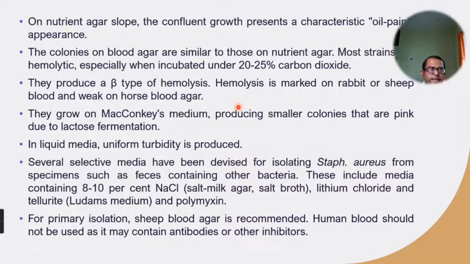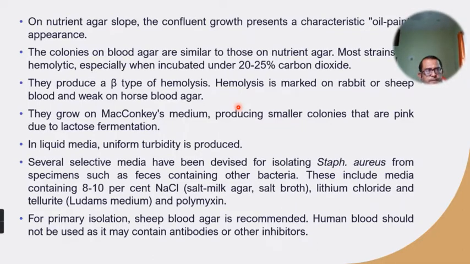Now when we grow this bacteria on nutrient agar slope, they form a confluent growth which has an oil paint appearance. If we paint our home with oil paint, then the walls become very shiny. Like that, when we grow this bacteria on nutrient agar slope, it produces an oil paint like growth, which shows a very shiny color.